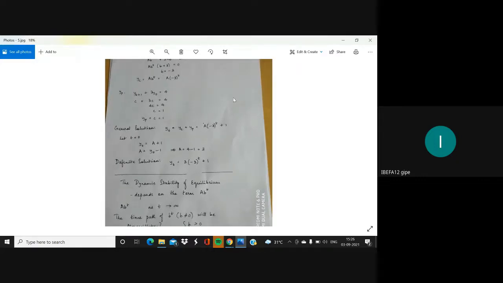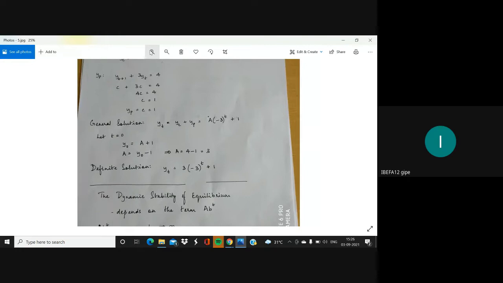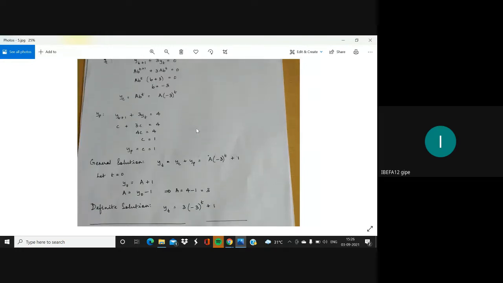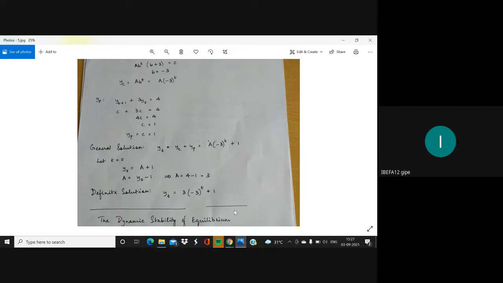You all can see this, right? So this is the complementary function part. Then the particular solution is equal to 1. All right, then you can find A by assuming t is equal to 0, A is equal to 3. So this is your definite solution. I hope all of you got this answer. You all are comfortable with this right now, no?